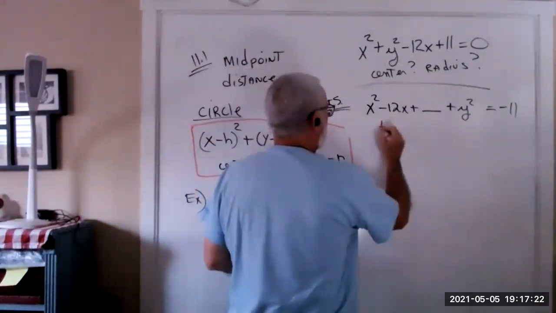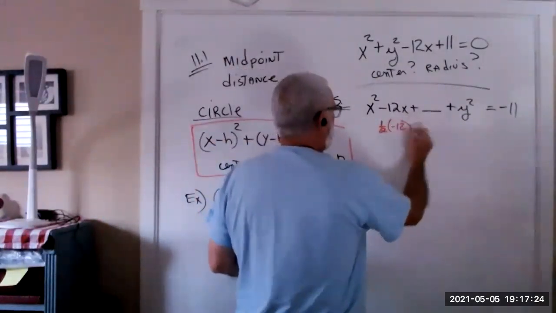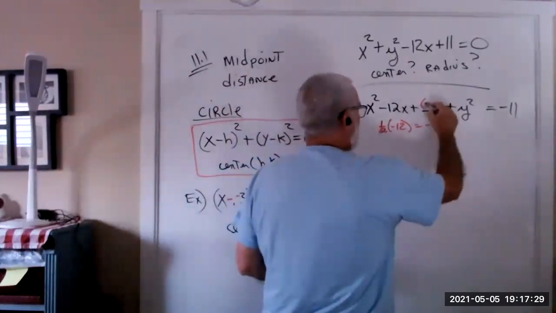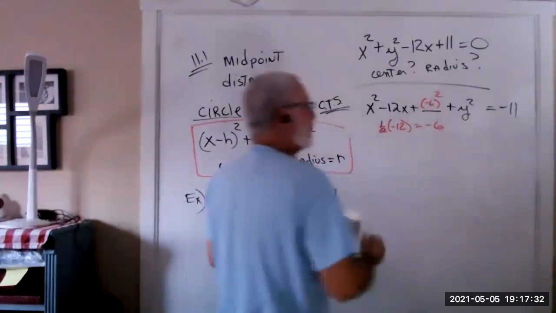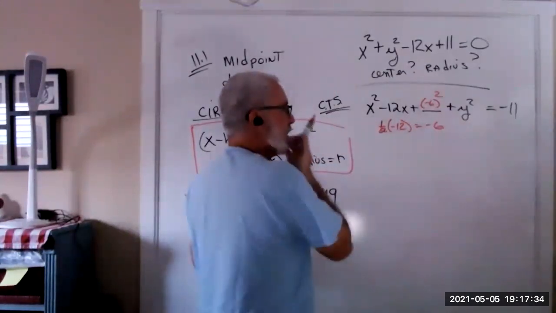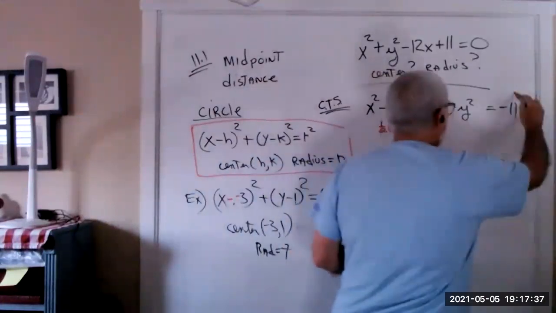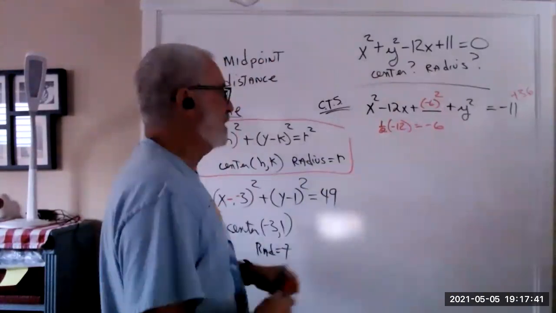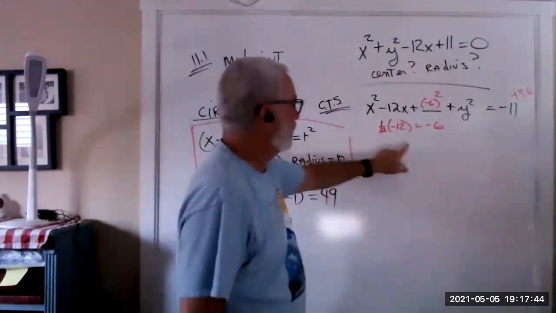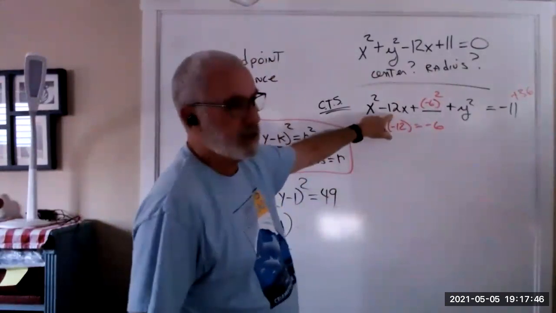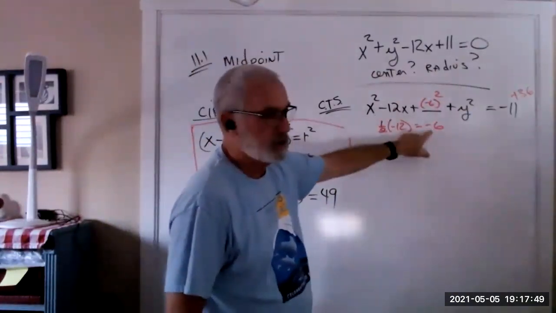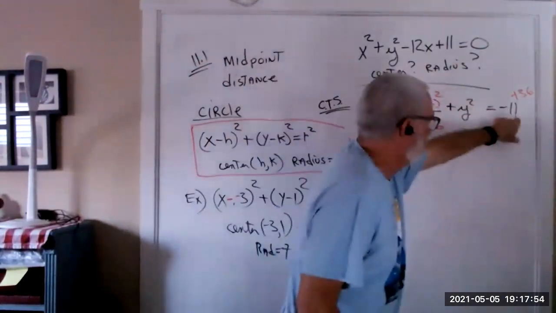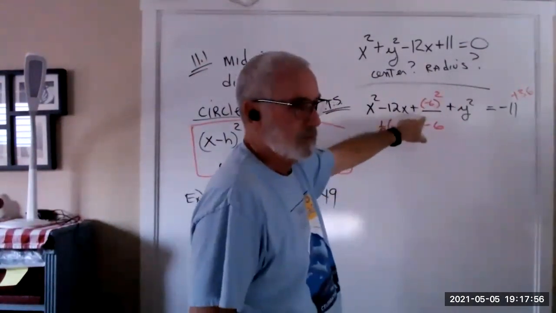You take half of negative 12 and get negative 6, but then you square it. So negative 6 squared is 36. So you have to add 36 over here also. Remember, you have to add the same thing to both sides. So where did I get the negative 6? Half of the negative 12 is negative 6, but then you square it and add that amount to both sides.